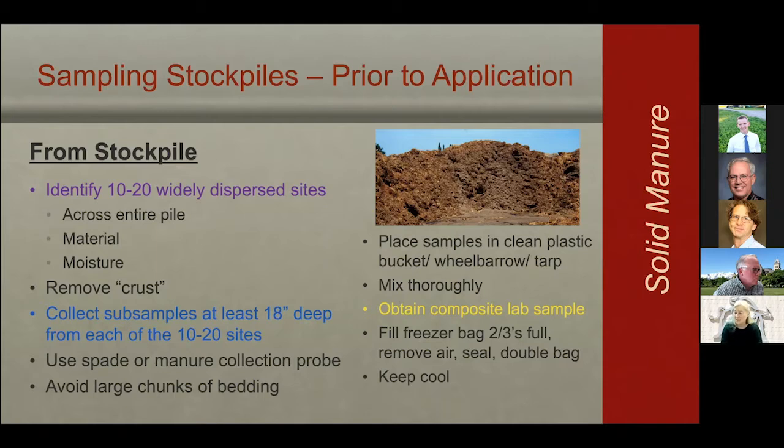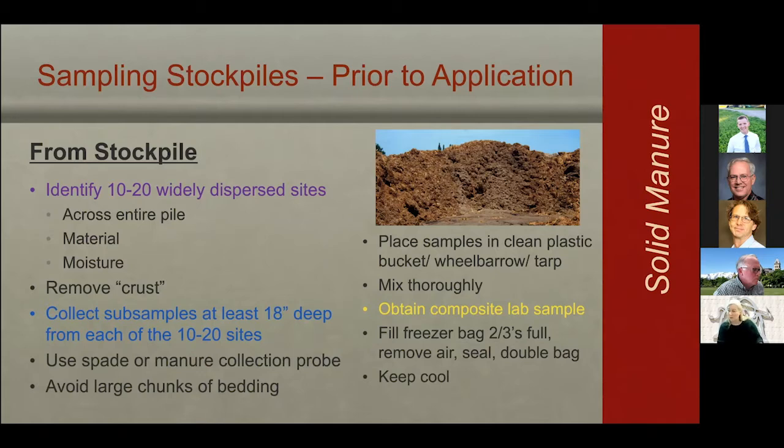You're then going to take those samples, put them in a clean plastic bucket, or you can put them in a wheelbarrow, on a tarp, or on a piece of plywood, whatever system you have for where you put those subsamples. You're then going to need to mix it really thoroughly, because that's part of it. You need to get a good mixture so that you aren't selectively grabbing unrepresentative parts. And then you take your composite sample.